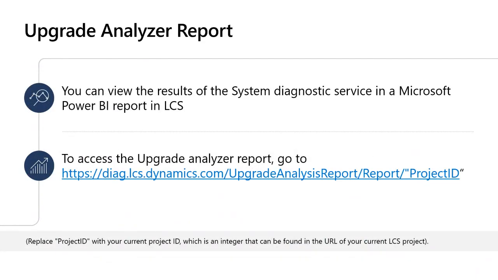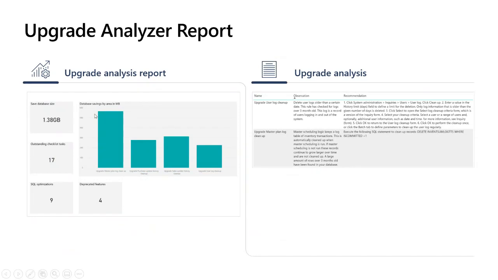So once you have run the upgrade analyzer, you can view the results as part of the system diagnostic, which is presented as a Power BI report. To access that report, you have to hit this URL and just make sure to amend the URL with your own project ID, right? Project IDs are very easy to find when you open your LCS project. If you just look at the browser URL, you will find your LCS project ID as part of that URL. Let me quickly show you what the upgrade analyzer report looks like.